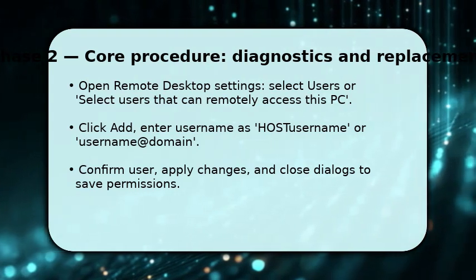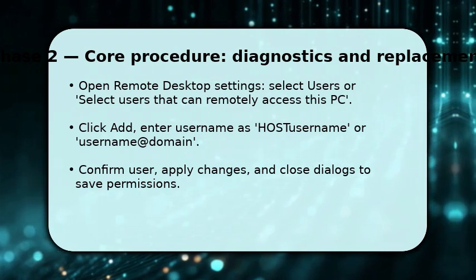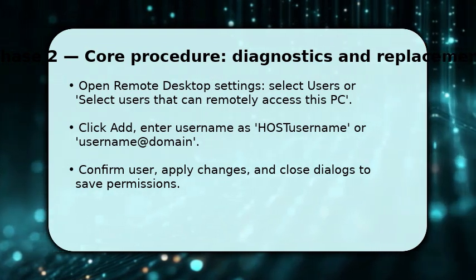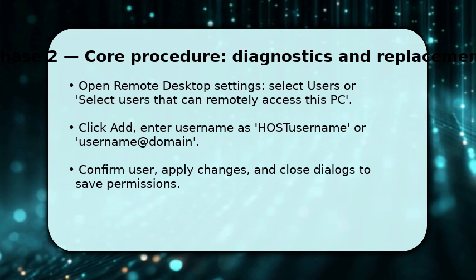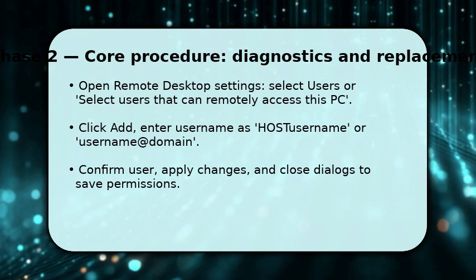Click Select Users, then Add. Type the account exactly, either host\username for local accounts or username at domain for domain accounts, and press Check Names to validate. Once validated, click OK. The user appears in the Allowed list.